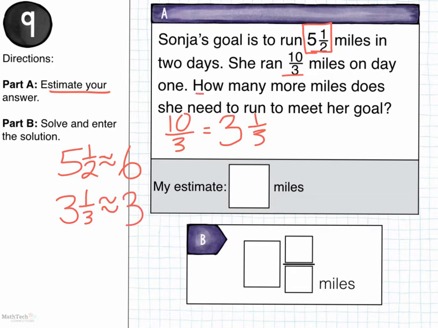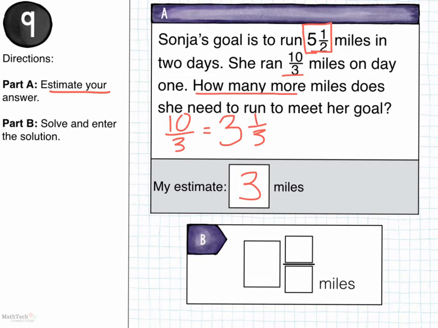And we've got a situation where we need to figure out what is left. How many more miles does she need? So this estimate needs to be 6 minus 3. 6 minus 3 is approximately 3. My estimate should be 3. Now it's time for us to talk about part B. Okay? So I still think it's going to be easier to work with this 3 1/3.